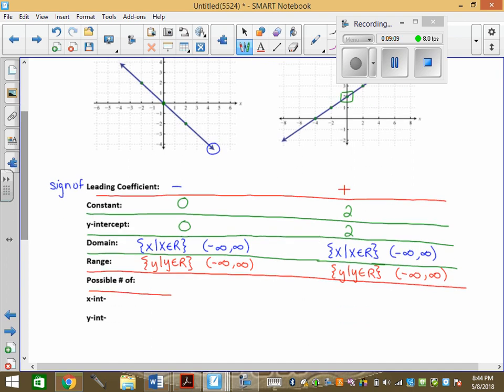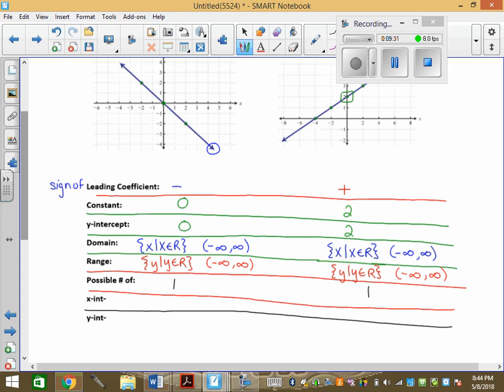This one, the possible number of x-intercepts is 1. At most, they can have 1. You can always have, at most, the number of x-intercepts that equals the degree. This is a degree 1, so at max, I'm going to have 1. And I'm for sure actually going to have 1 because the arrows are going in opposite directions, so they have to cross through the x-axis at one point, for sure.